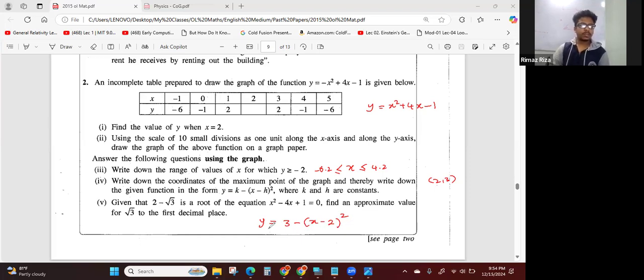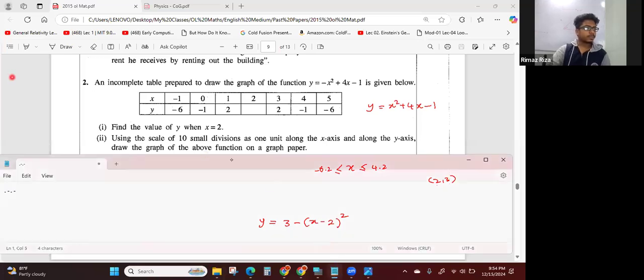Okay. Now let's expand this and see what we'll get. So here we have y equals 3 minus x minus 2 squared. So y equals 3 minus, if we expand this bracket, quadratic equation, we know a minus b squared is equal to a squared minus 2ab plus b squared.